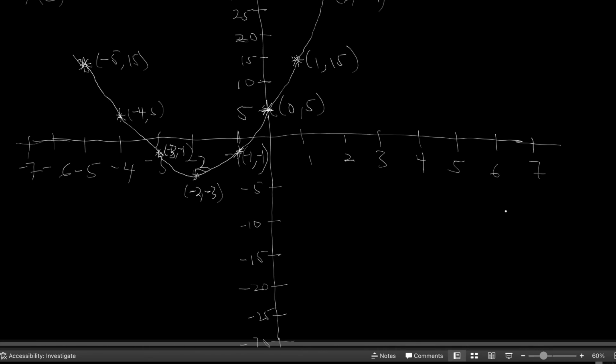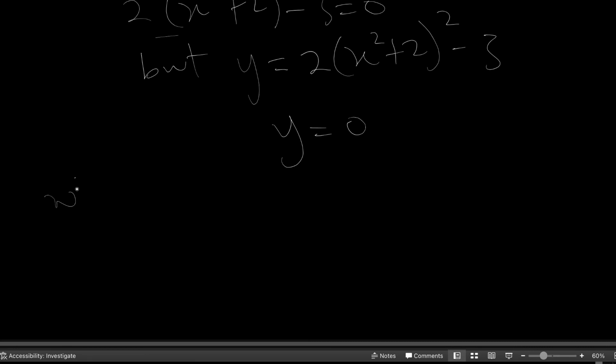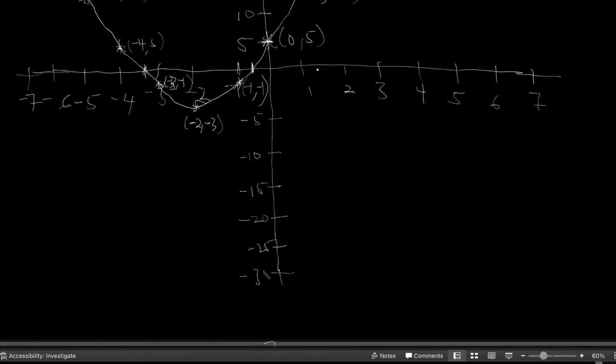So from the graph, when y is 0, we have here and here. So this should give us, when y is equal to 0, x should be equal to negative 0.8 and negative 3.2.